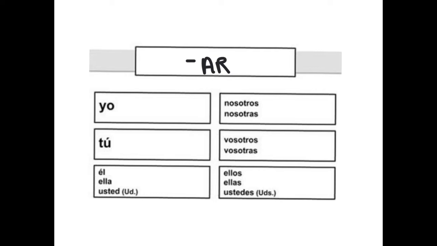So the endings for AR verbs is O for the yo form, as for the tú form, a for the él, ella, usted form, amos for the nosotros, nosotras form, áis with an accent on the A for vosotros, vosotras form, and then it's an for ellos, ellas, ustedes.